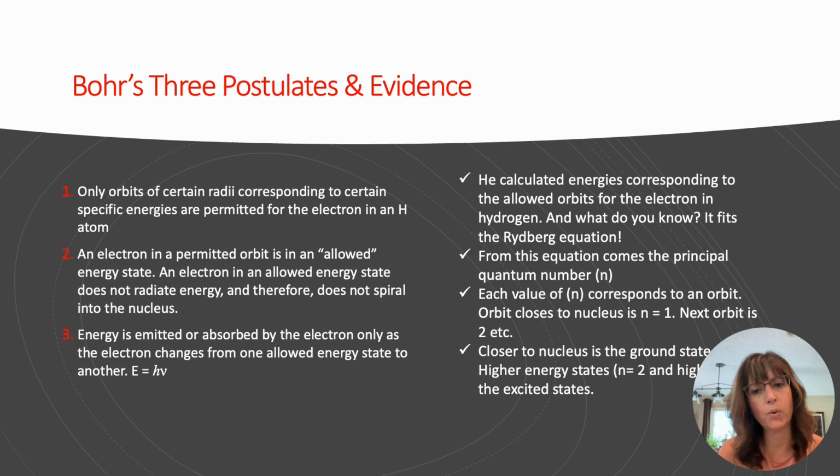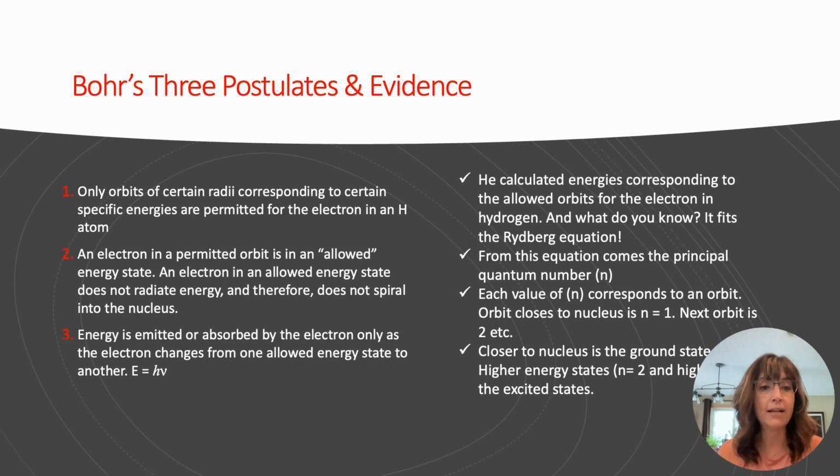While I might pick on Bohr, he did get quite a few things correct. So let's take a look at his postulates. Whether they're correct or not, let's just look at what he came up with. And what evidence does he have for it? Well, he said that only orbits of certain radii, corresponding to certain energy levels, were permitted for the electron in a hydrogen atom. By the way, everything he did pertained to hydrogen, and the unfortunate thing is that it didn't really apply to a lot of other elements. He said that an electron is permitted to orbit in what's called an allowed energy state.